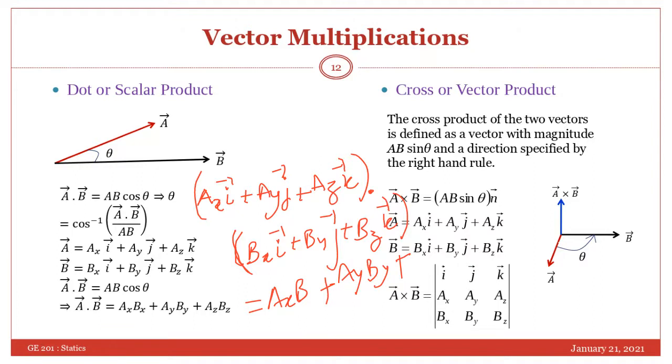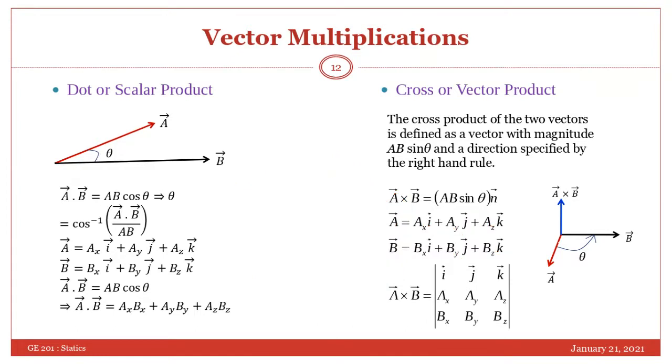Then for the third term, when you multiply this by this, k dot i will be 0. This k dot j will also be 0. But k dot k will be 1. So az and bz you will have here. So your answer will be ax bx plus ay by plus az bz, which is very, very simple to remember.